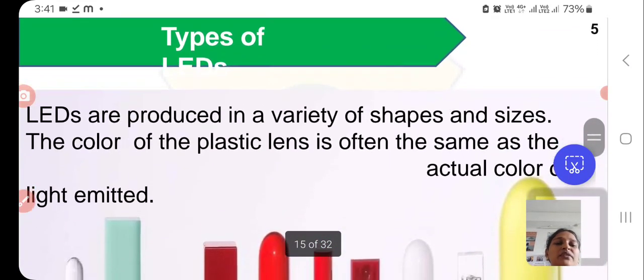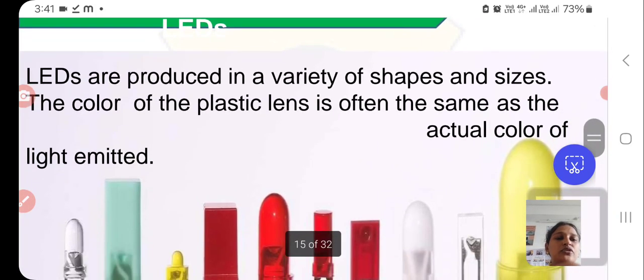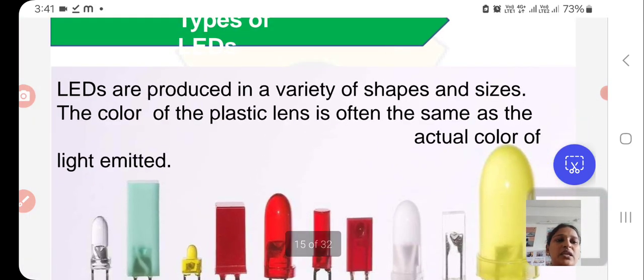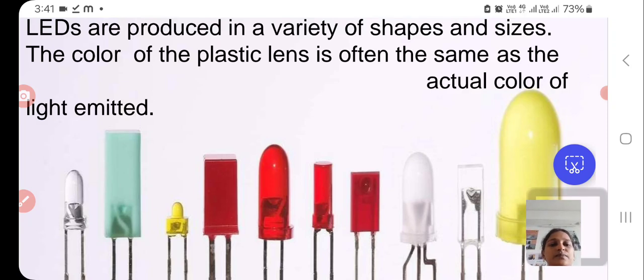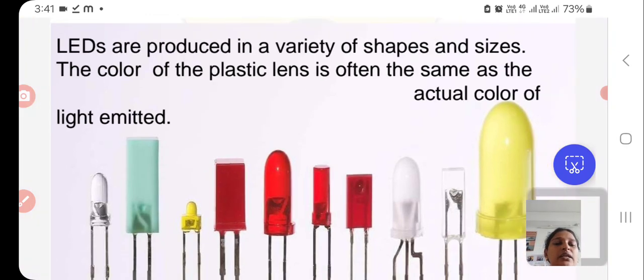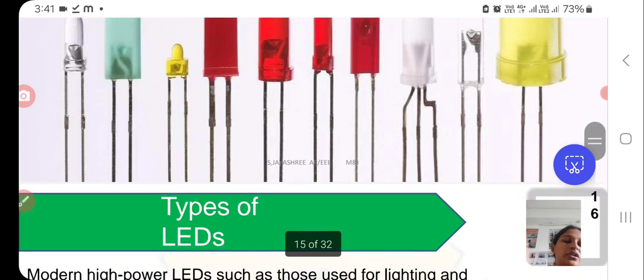So we have different types of LEDs also. LEDs are produced in a variety of shapes and sizes. The color of the plastic lens is often the same as the color of the light emitted. The epoxy case, which is the enclosure for the entire construction, depicts the color of the LED. If it emits red color, then the epoxy lens will be red. If it emits orange color, then the epoxy lens will be orange.